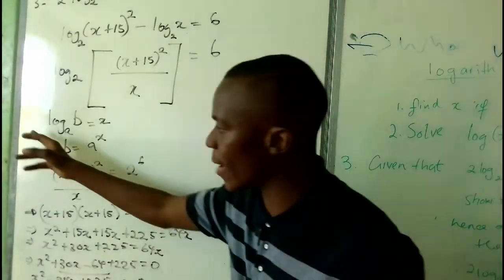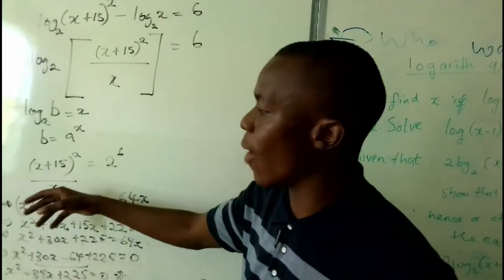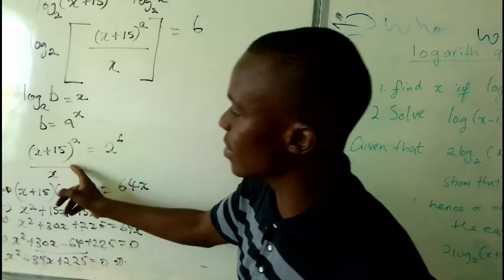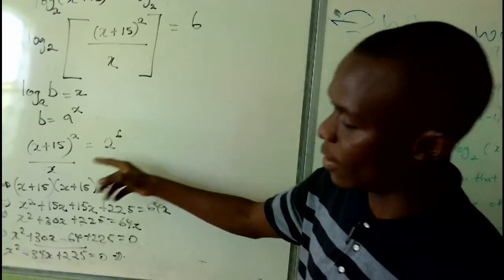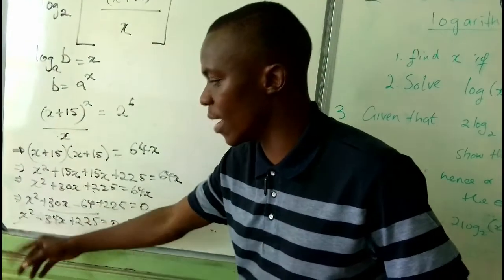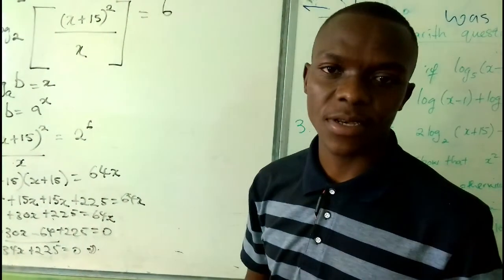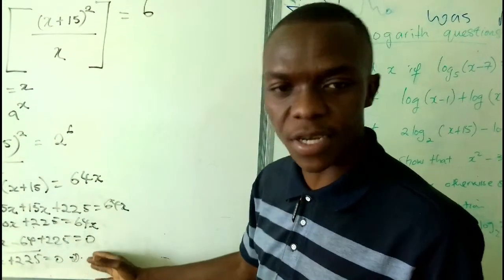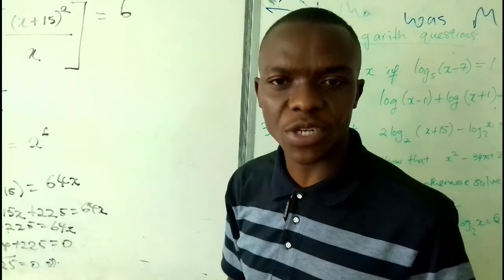Then by applying the logarithm law, we have b equal to a to the power of x. Then if we solve further by expanding the bracket, we reduce it to the required value. Hence, we are asked to solve this equation. So stay tuned for the solving of this question.